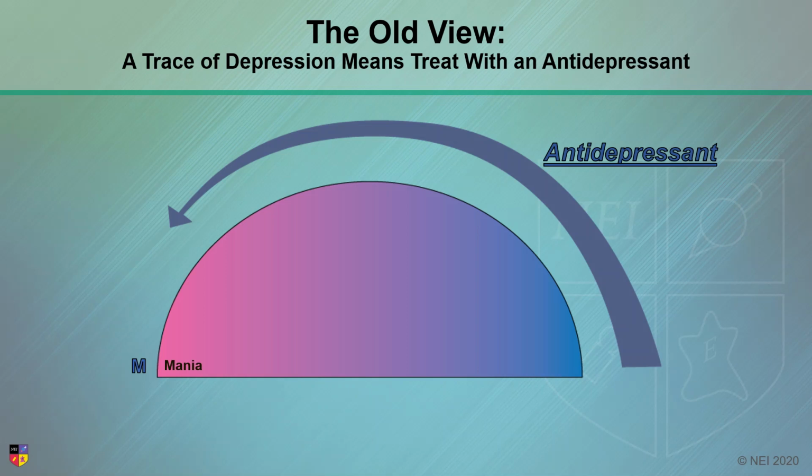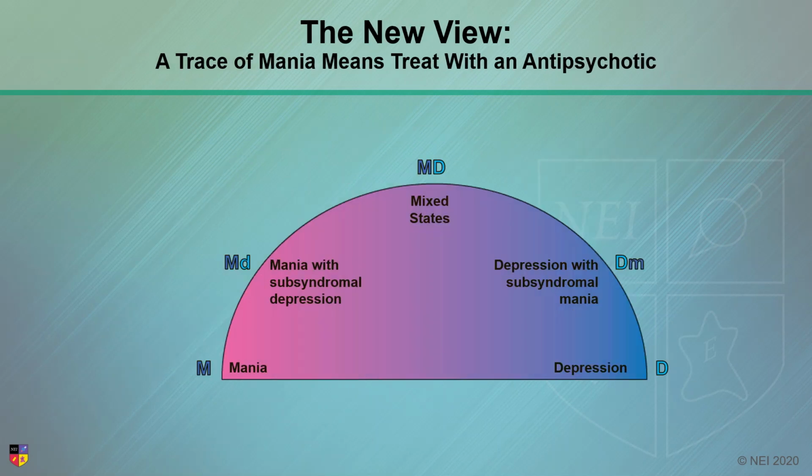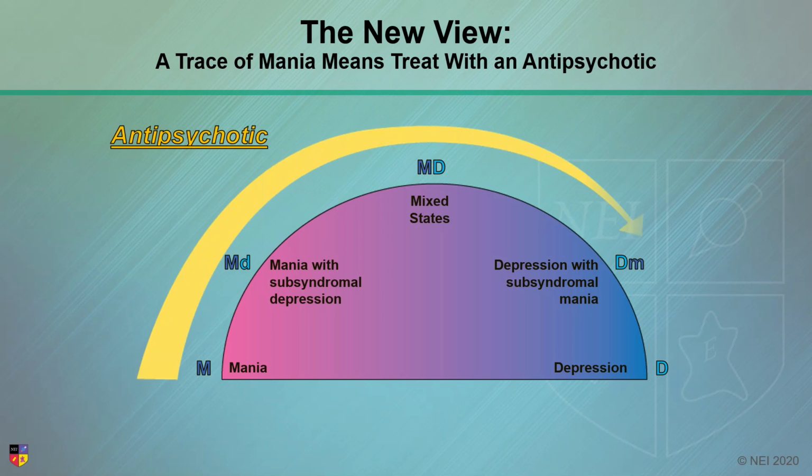That's the old view. So you give a little antidepressant, and mania is way over there on the other side. Maybe there's a mania with a subsyndromal depression, so they have mania but kind of an underlying sadness. There are mixed states right in the middle where you're half and half, or the far end where you have depression and maybe just a little bit of mania. Again, this is the old view, and then pure depression. The new view means that if you have that trace of mania, that's what you want to lock into.